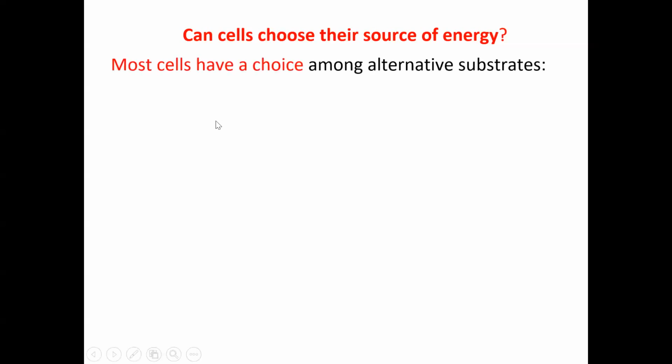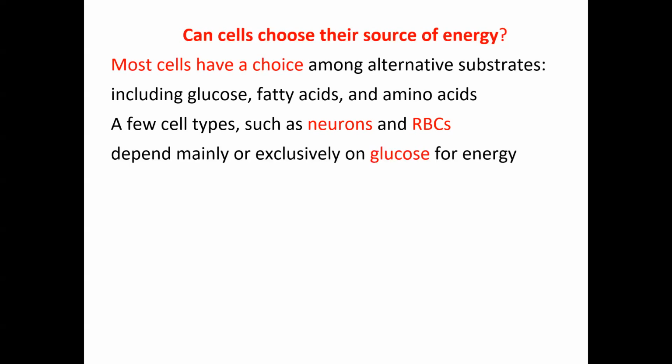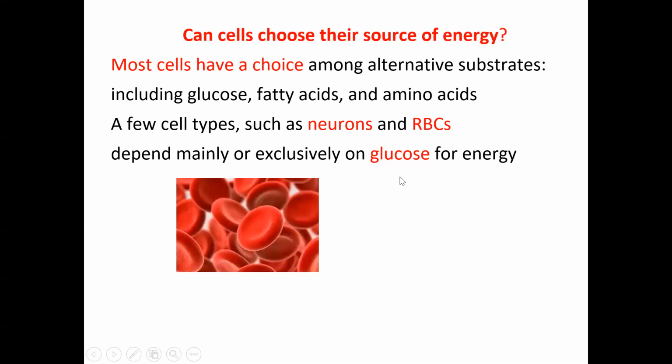Okay, so most cells can choose different substrates, so they can depend on glucose, fatty acids, or amino acids, but neurons and red blood cells are very strict with their energy source. Neurons depend mainly on glucose, but as I said, in starvation they can switch to something else. But red blood cells depend exclusively on glucose, so they can only use glucose for energy. So this is something to remember when we study the metabolism of these cells.